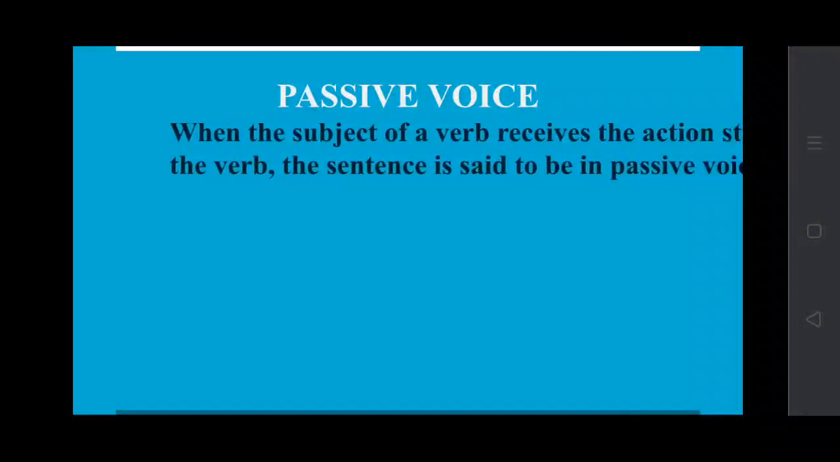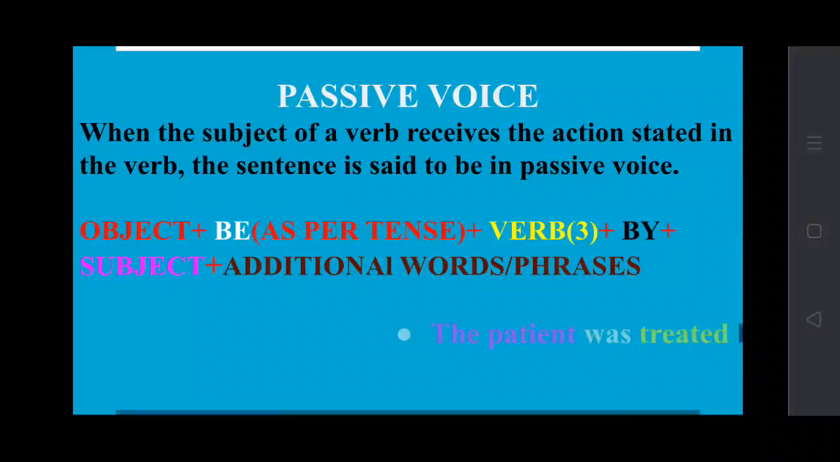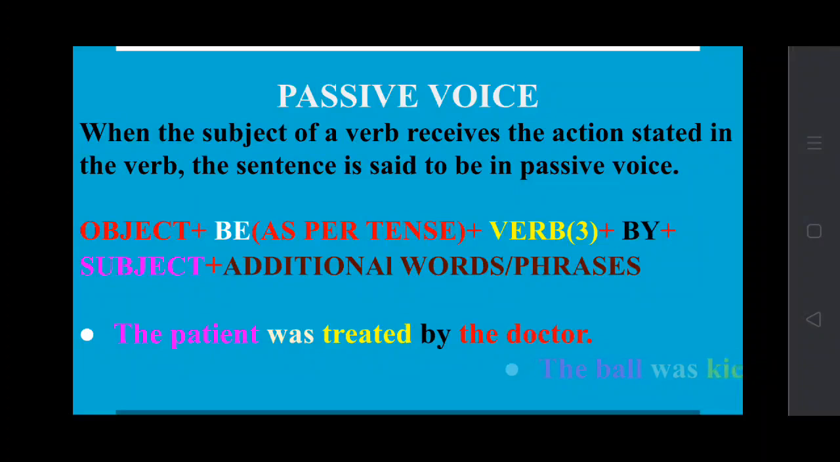Now, what is passive voice? So, when the subject of a verb receives the action stated in the verb, the sentence is said to be in passive voice. Like here, the object is at the first place, then we use an auxiliary verb, the be form of the verb as per the tense, plus the third form of the verb, and then we use the preposition by and the subject, and then the rest of the words or additional words. For example, the patient was treated by the doctor. The ball was kicked by him.